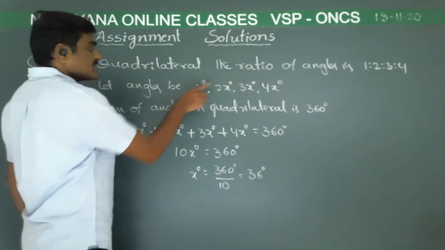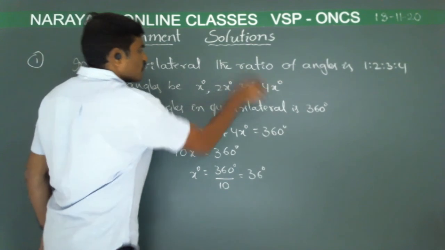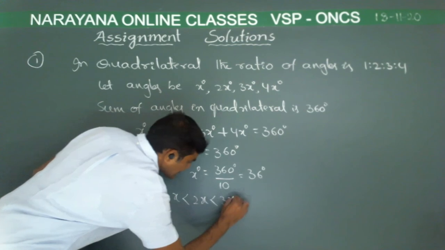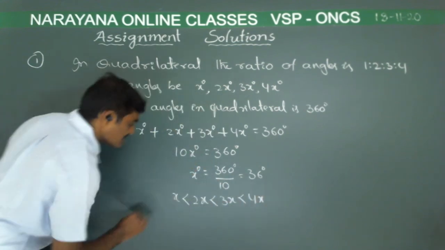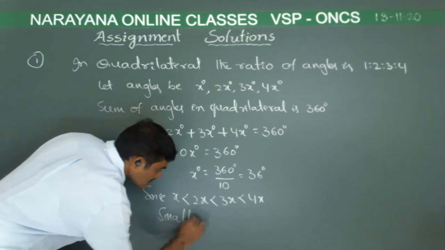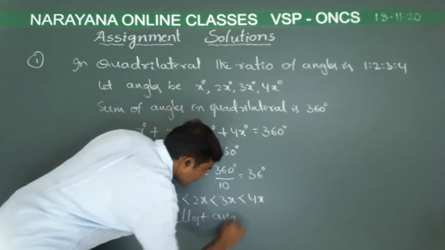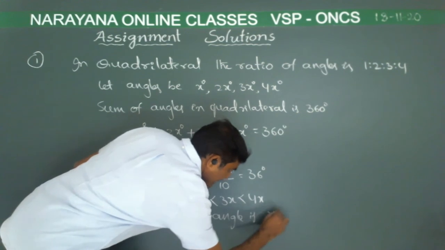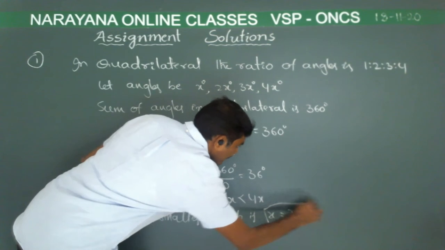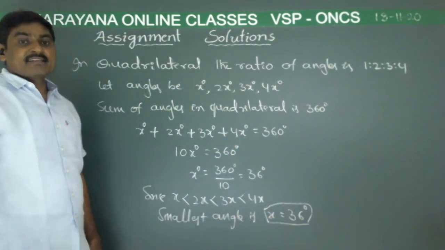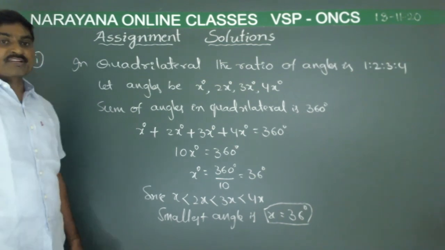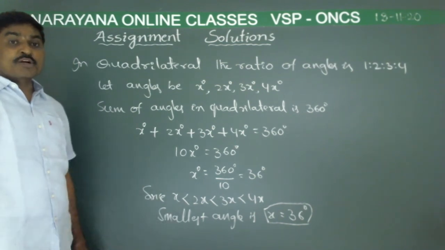Now among x, 2x, 3x, 4x, x is less than 2x, less than 3x, less than 4x. Since x is the smallest, the smallest angle is x, which is equal to 36 degrees. Our answer: the smallest angle is 36 degrees. This is the first sum solution. Let us move on to the second one.